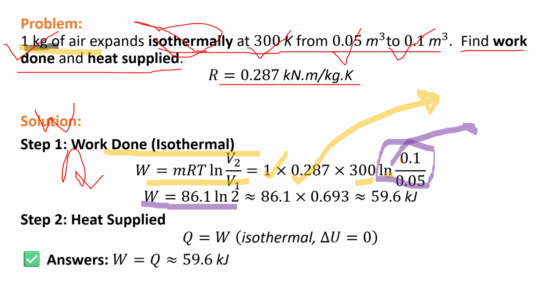Now what you will observe here is W equals 0.287 times 300 ln of 2. So ln of 2 is 0.693, and your answer is 59.6 kilojoule. Now for the isothermal process, as we know, Q equals W. So the answer, that is 59.6, is the same answer for the supplied heat. So W and Q answers are the same, and this is the method how you have to solve the numerical. I hope it is very much clear to you.